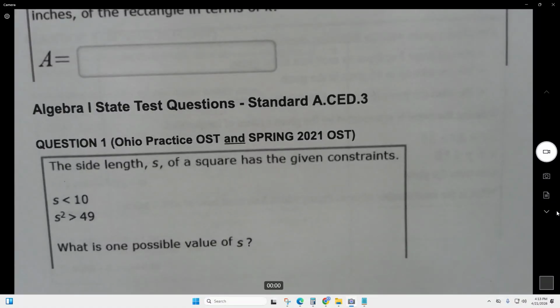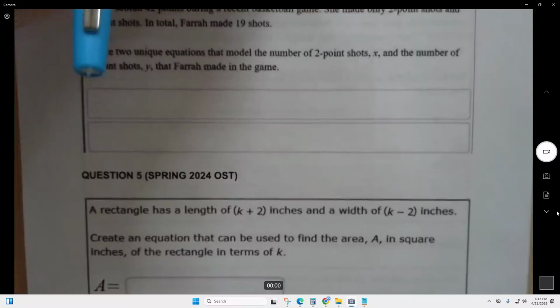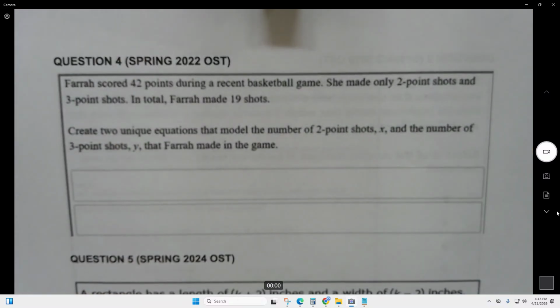All right. On to question 4. Farah scored 42 points in a recent basketball game. She made only 2-point shots and 3-point shots. In total, she made 19 shots. Create 2 unique equations that model the number of 2-point shots x, excuse the yawning, it's been a long day, and the number of 3-point shots y that Farah made in the game.